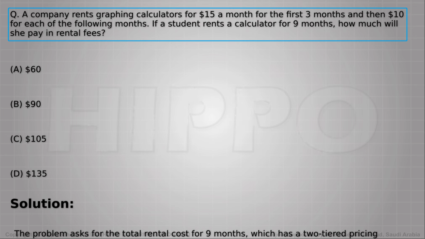A company has a special rental plan for graphing calculators. It costs $15 per month for the first 3 months. After that, the price drops to $10 for every month that follows. The question asks for the total rental fee if a student rents a calculator for 9 months. Let's work through this step by step.